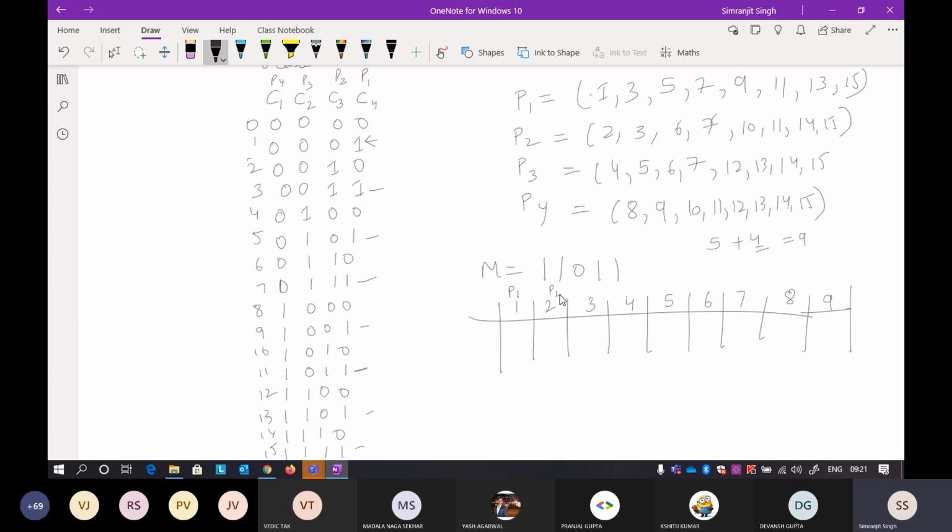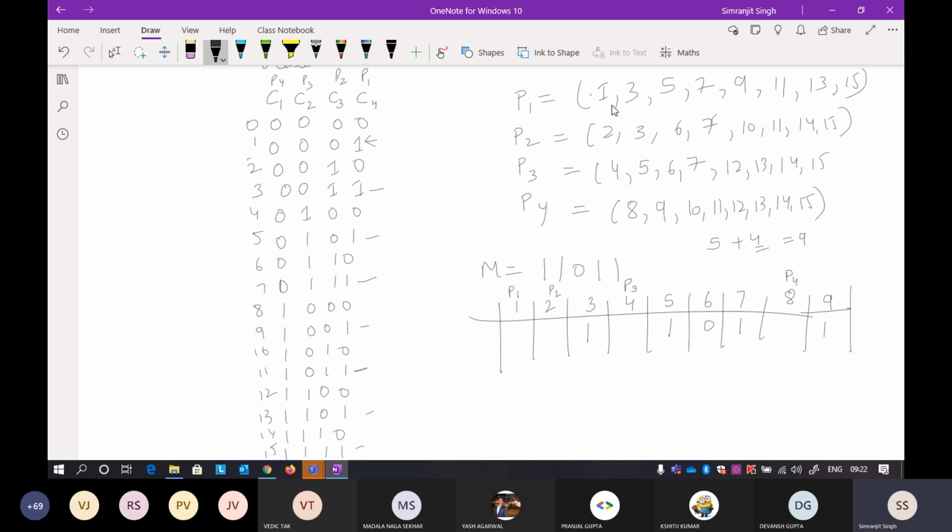Second one is this P2, 2 raised to power 1. Then 2 raised to power 2, it is 4. 2 raised to power 3, it is 8. So I have to set 4 parity bits. So that is why I've taken this 4. Okay, so now I'm setting the message bits. This is message bit 1, and then 1, and then 0, and then 1, and then 1.